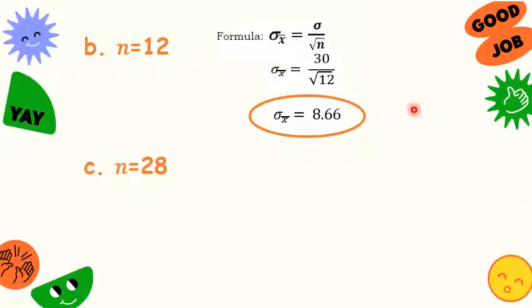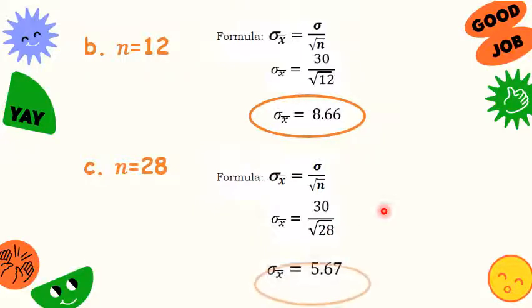So, letter C. What if n is 28? Ayan, mas malaki na yung sample size natin. Again, using the formula, and then substitute, the same lang yung value ng ating population standard deviation, which is 30. And then, yung n natin is 28. So, 30 divided by the square root of 28 is 5.67.